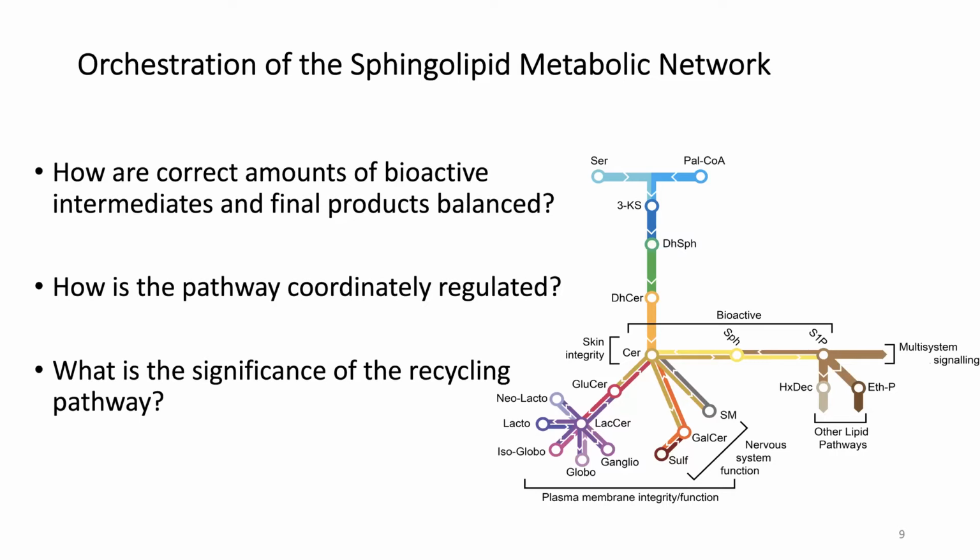So I'm going to talk about 3 issues in relation to the sphingolipid metabolic network. The first one is, how are the amounts of the bioactive intermediates organized with respect to the final products? How do we keep these in balance? The second is, how is the pathway coordinately regulated when there's a need for large amounts of sphingolipids? And finally, what is the significance of the recycling pathway?